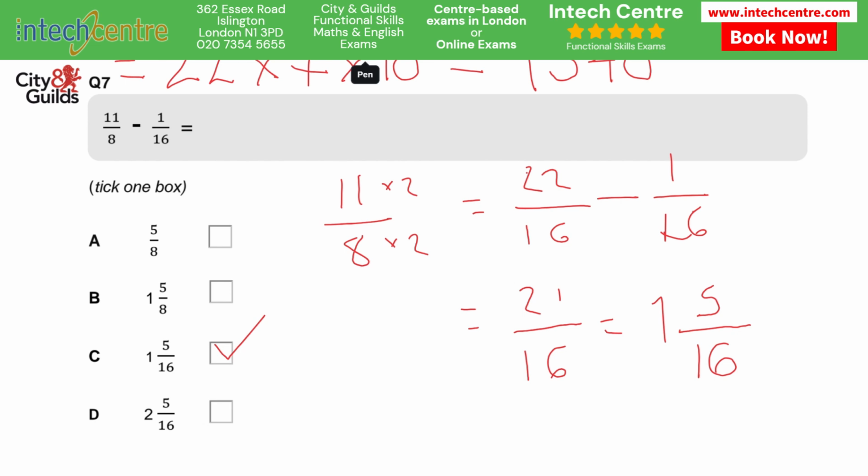Now, if you are confused with this, to double check, you would do 1 times 16, which is 16, plus 5, to convert this back into an improper fraction, which is 21/16.